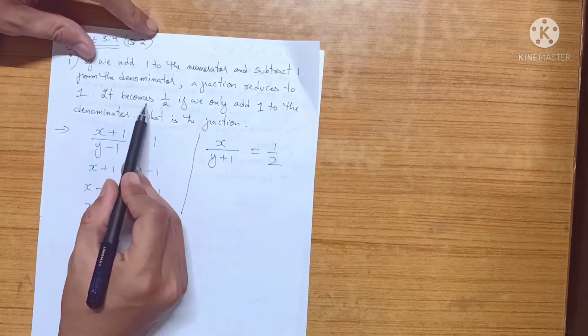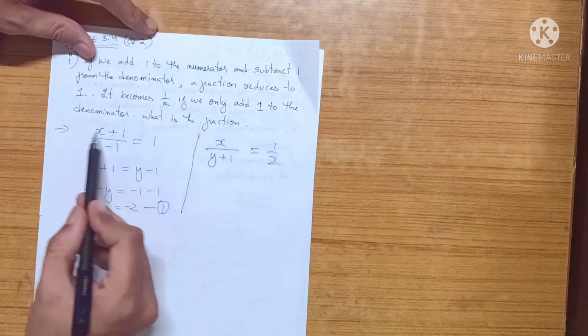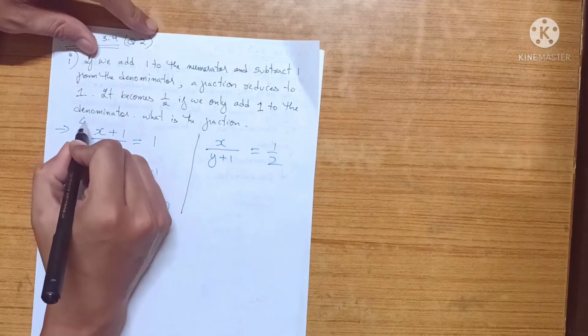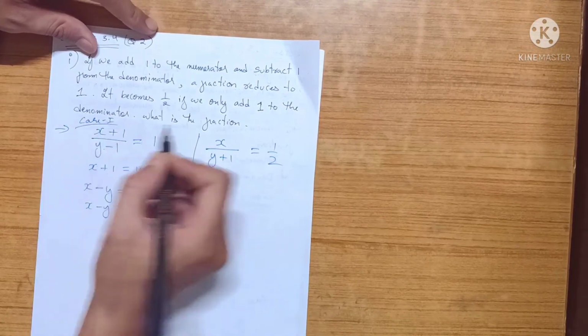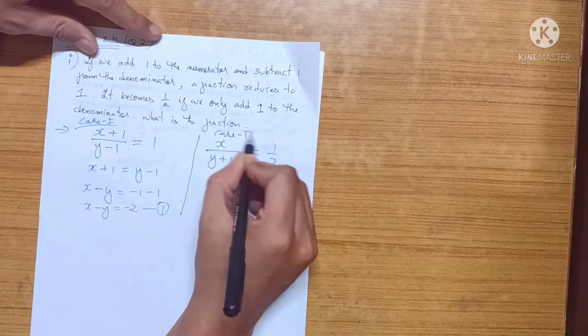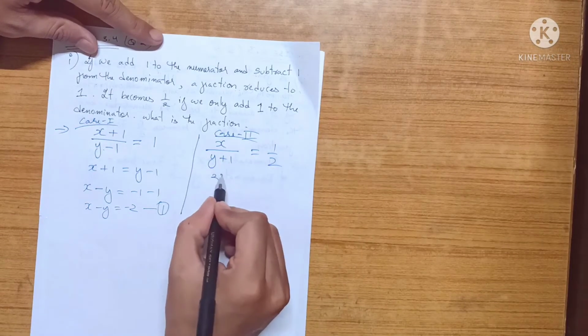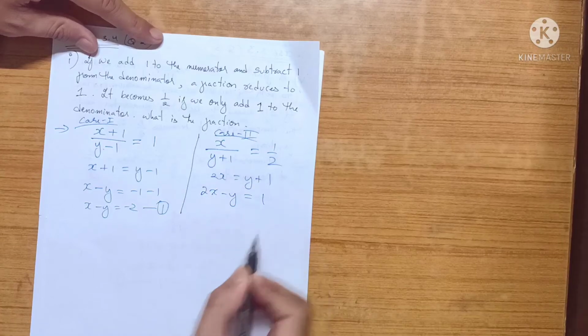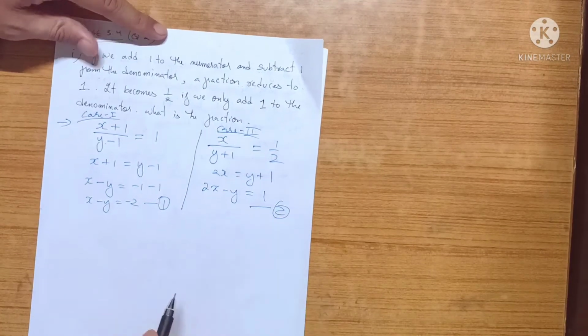Now the second part is it becomes 1 by 2 if we only add 1 to the denominator. So only add 1 to the numerator, leave it as it is. So this is case 1, case 2. So I'll cross multiply: 2x equal to y plus 1, 2x minus y equal to 1. So this is our second equation.